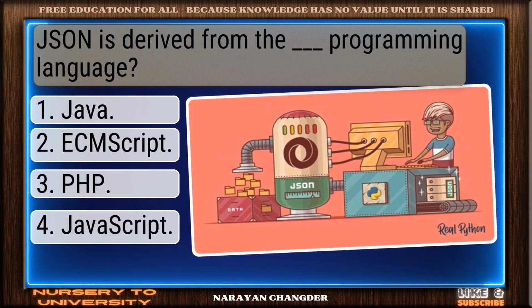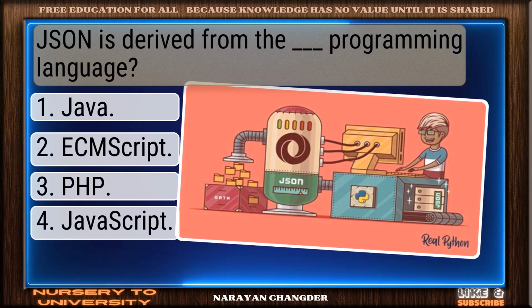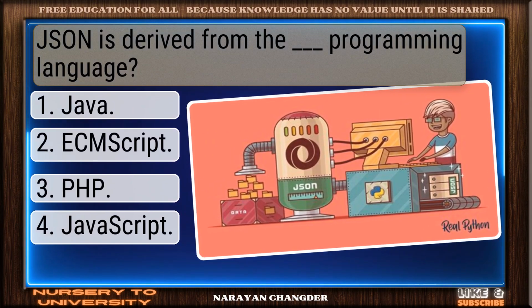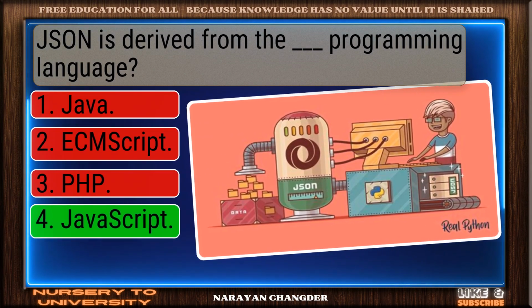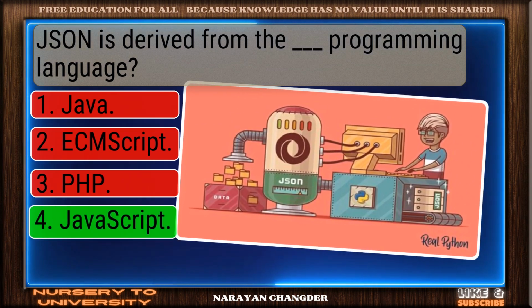Question number 31. JSON is derived from the dash programming language. You got it. Your choice, JavaScript, is right.